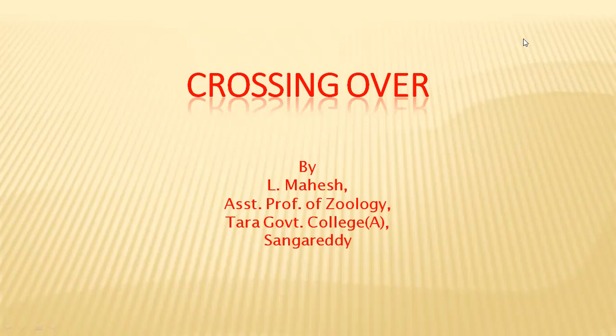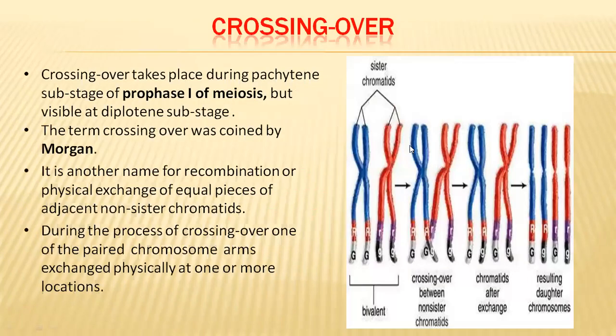In this video, we are going to know about crossing over. In the previous video, we have seen about linkage. Now let us know about crossing over. So crossing over is a phenomenon that occurs during the prophase 1 of meiosis. And this occurs during the pachytene stage, but it is visible in diplotene substage.